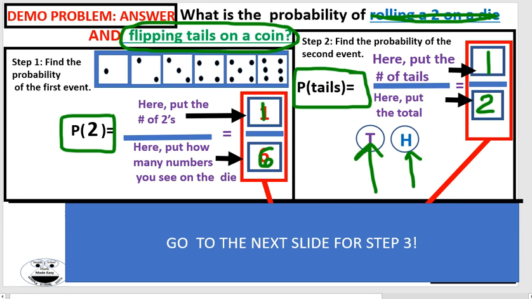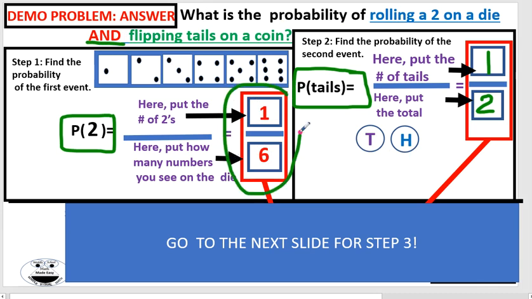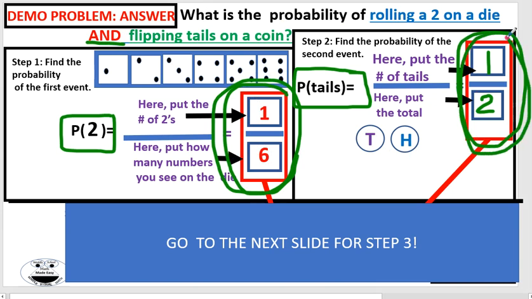Now we're going back to the entire question, but we already broke it up into 2 separate steps. We did step 1 and we did step 2. Now we look at the question: what's the probability of rolling a 2 on a die and flipping tails on a coin? There's the key word, and. And means we're going to take our answers here and multiply them. That is what we're going to do for step 3.